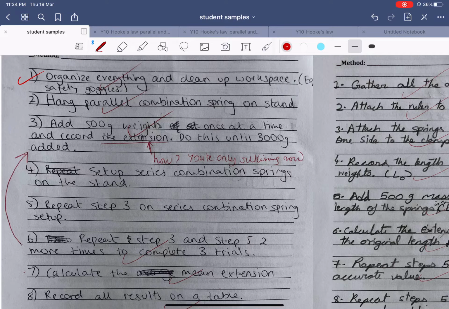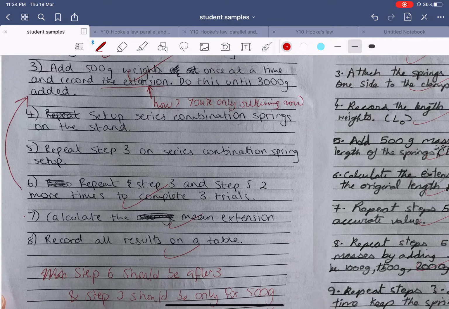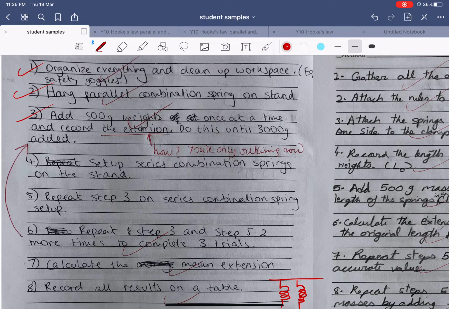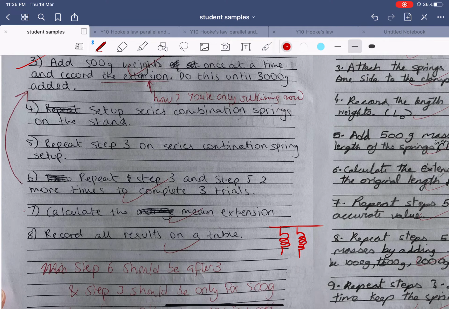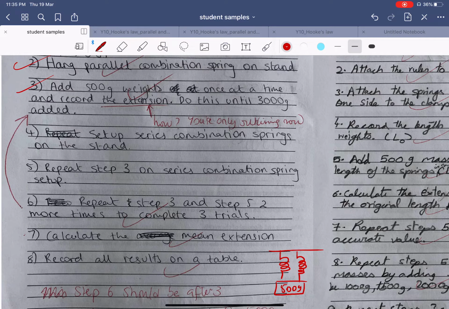Okay, hang a parallel combination of springs on the stem. I'm gonna follow the steps. So I hang 2 springs in parallel. Now add 500 gram weights one at a time. So I'm gonna add 500 grams as he said and record the extension. I'm gonna be stuck here. I don't know how to find the extension.